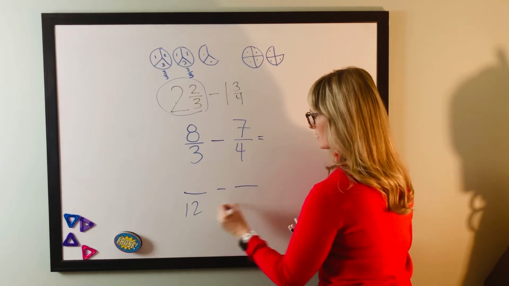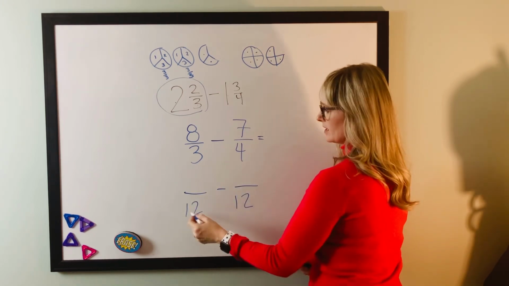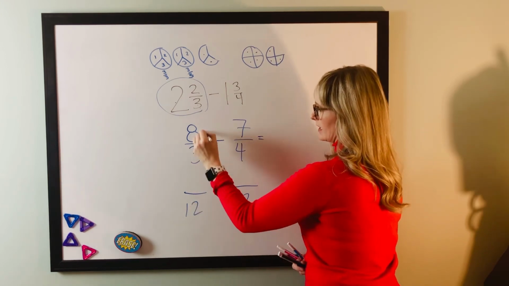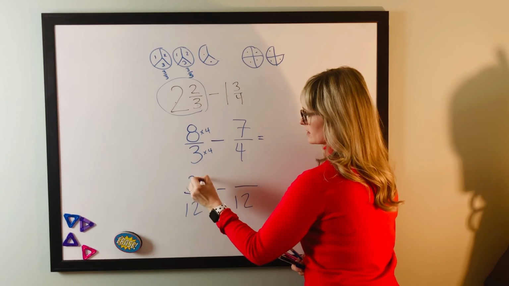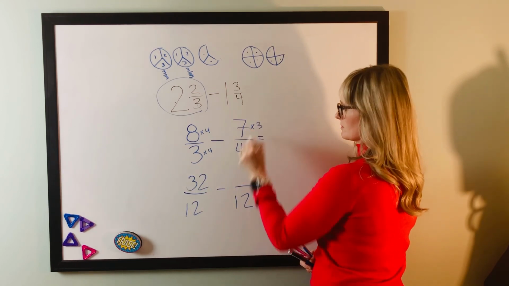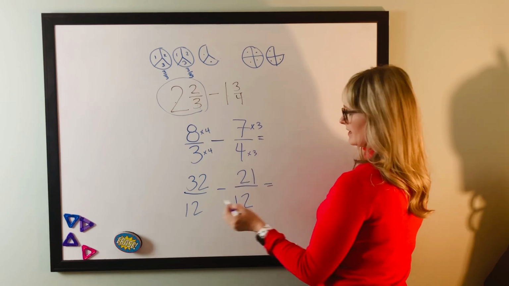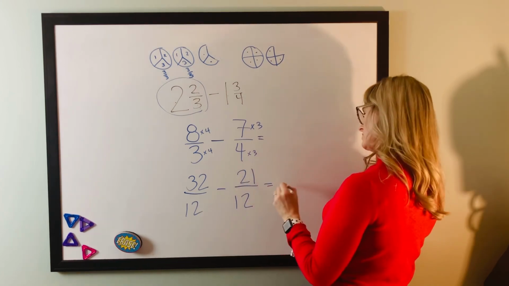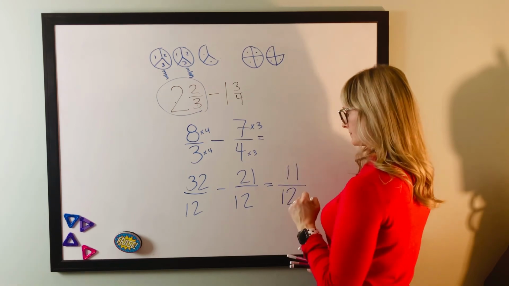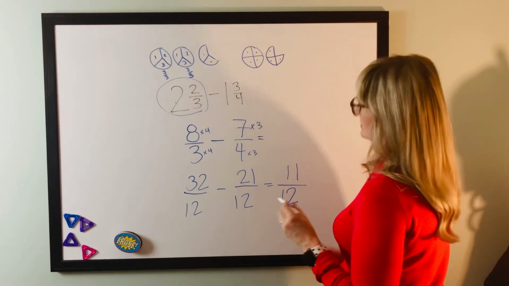So if I were to put this on the lowest possible common denominator, it would be 12. So 3 times 4 is 12, 8 times 4 is 32. 4 times 3 gives me 12, so 7 times 3 gives me 21. And then I say 32, take away 21, put that on 12, would be 11. So I will have 11/12 left.